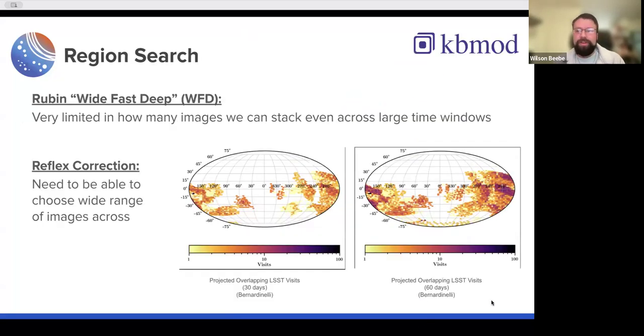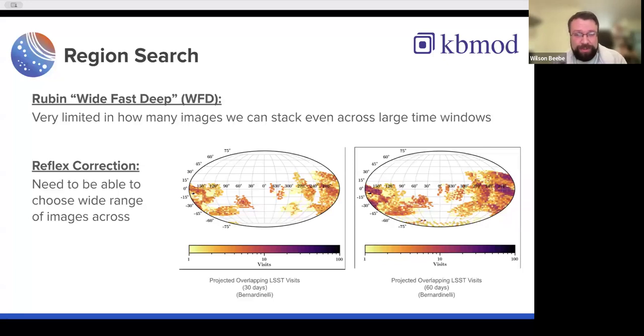So with the goal of Rubin, there are the deep drilling fields, which will have a very interesting data set for KBMOD, but most of the survey that we'll be receiving data for is what's called the Wide Fast Deep survey. What's very interesting about these plots is that they show, over a randomly chosen overlapping window of 30 days on the left and 60 days on the right, what number of visits can be stacked on top of each other.